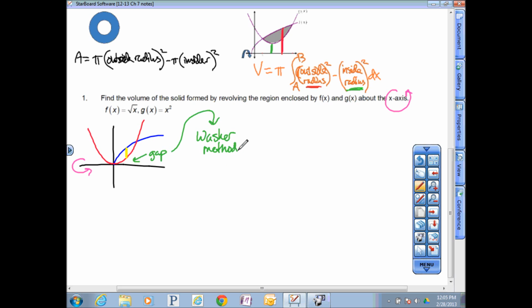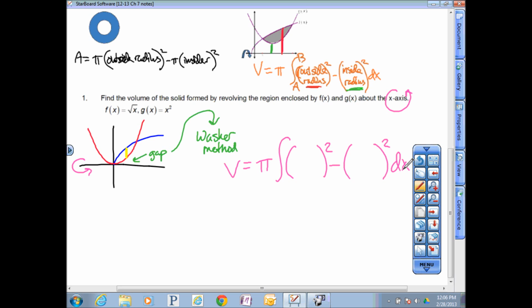So how do I do this now? Let's set up my integral. I'm using the washer method, so my volume is pi times the integral, and I have to figure out the bounds. I'm going to need an outside radius, an inside radius, and my dx. So what are my bounds? Well, let's figure out the bounds.